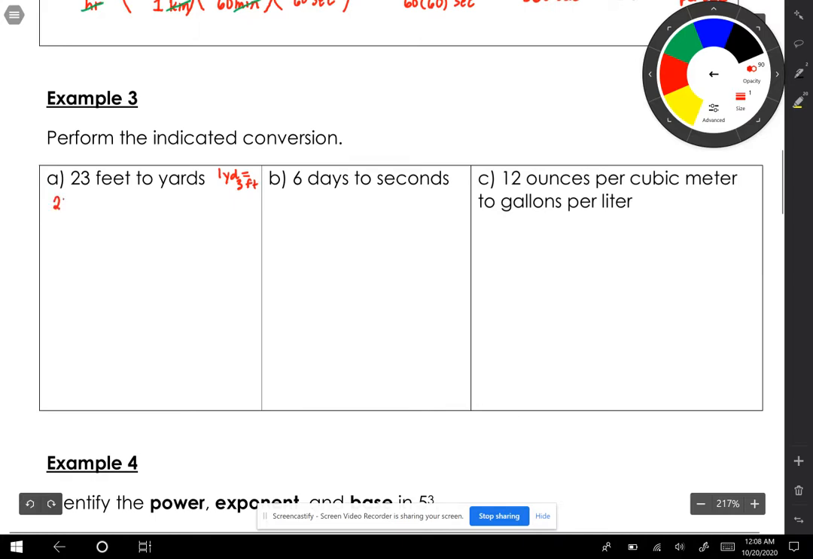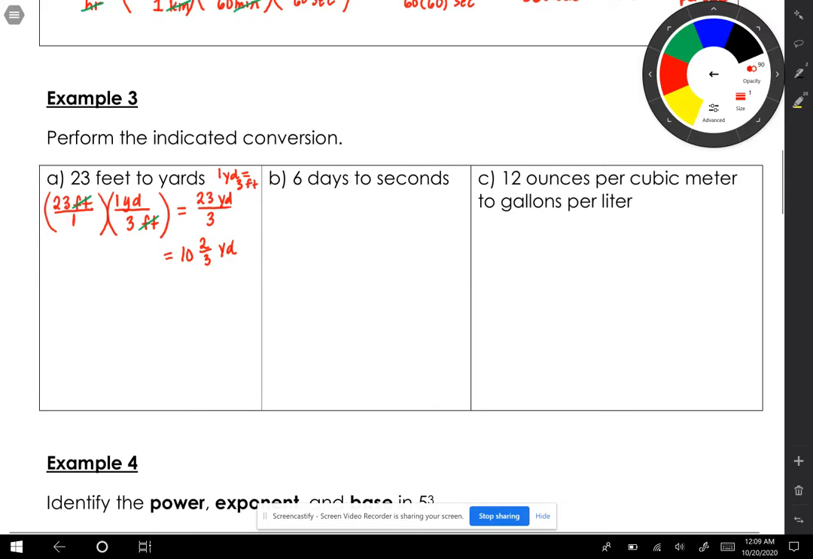So 23 feet, I always start with what's given, and I put that in the numerator. And you could put it over 1 if you want, because you know there's going to be a fraction. And you want to convert to yards. So yards must be in the numerator because you have to cancel the feet. So I'll use green again. And now we're going to put 1 yard is equal to 3 feet. And so that's 23 yards divided by 3, and that is equal to 10 2/3 yards. I would not write it as 10.666 repeating because this is our nice exact answer. So I would leave that as a mixed number so it makes sense. So just divide 23 by 3, that gives you 10, and you have a remainder of 2, so 2 over 3.